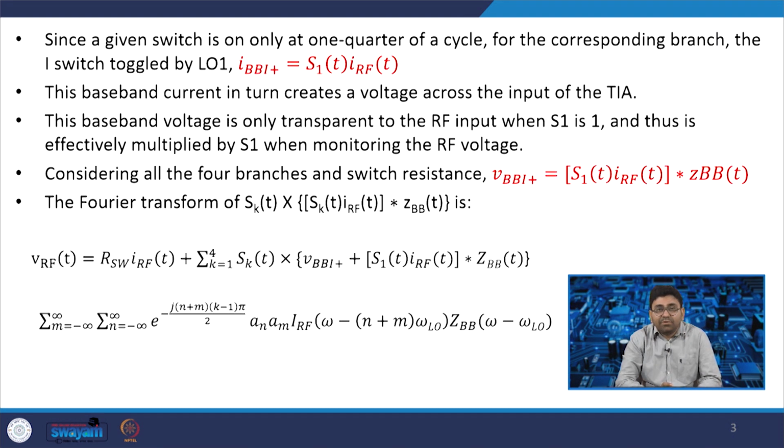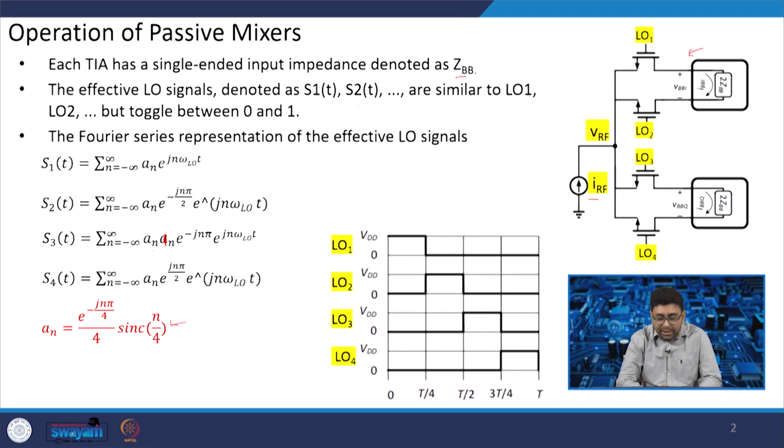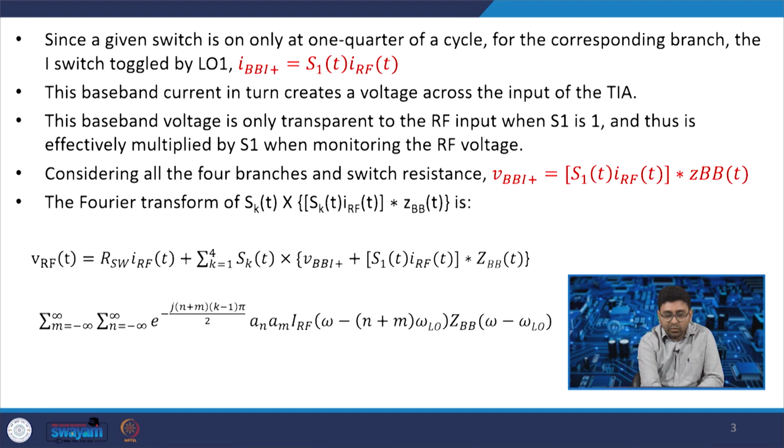Now, we are trying to see how the baseband impedance looks like at the input side. Since a given switch is on only 1/4 of the cycle, if we divide the period from 0 to T into 4, because we are applying 4 non overlapping LOs, during each quarter cycle only one switch will be on, that is LO1, and then LO2, and then LO3 and LO4.